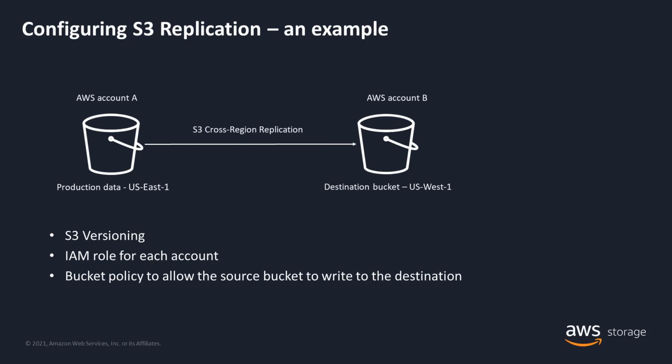In this example, you'll want to be mindful of a few things. Number 1, you will need to enable S3 versioning for both buckets. This is true for any replication, not only cross accounts. Number 2, you will need to create an IAM role for each account and attach the required permission policies. And number 3, you will need to allow the source bucket to put objects in your destination bucket.